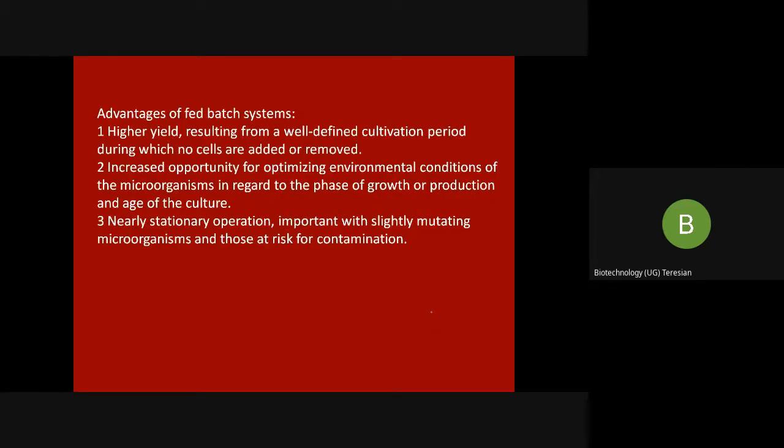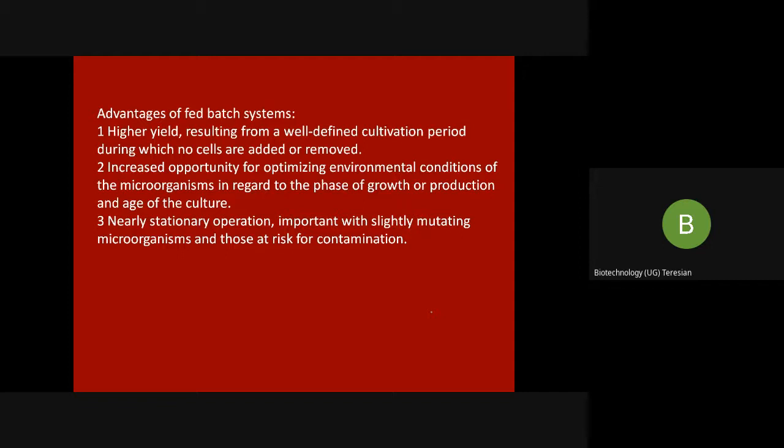So what are the advantages of the fed batch system? As we have seen from the examples, there are certain cases where batch fermenters and continuous fermenters can fail. At that time, fed batch can come to your rescue. It produces higher yields resulting from a well-defined cultivation period during which no cells are added or removed. I showed you that. You are not going to remove any cells. You are just going to add nutrients in particular increments and you're not going to remove anything.